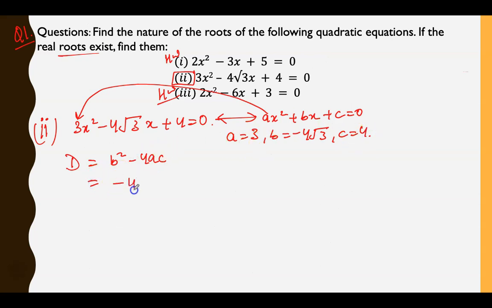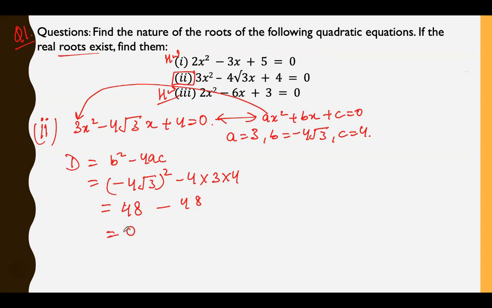So from here I will get minus 4 root 3 whole square minus 4 into 3 into 4. Try to solve it out. 4 into 4 is 16, 16 into 3 is 48. So 48 minus, here also how much will it come, that is 48 only. So 48 minus 48, and this is going to be equal to 0.